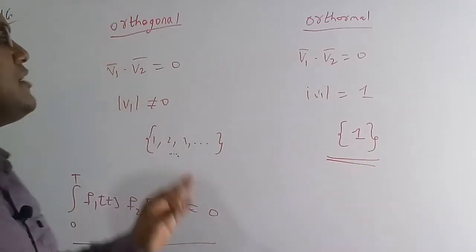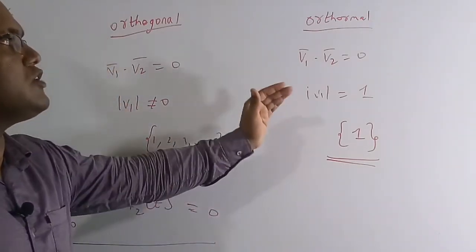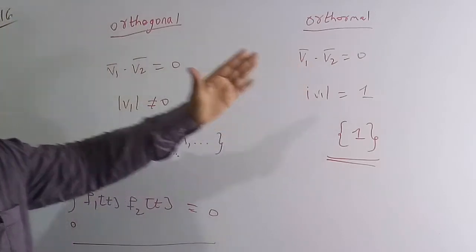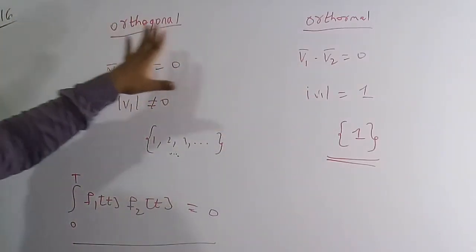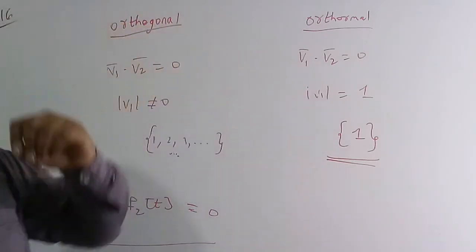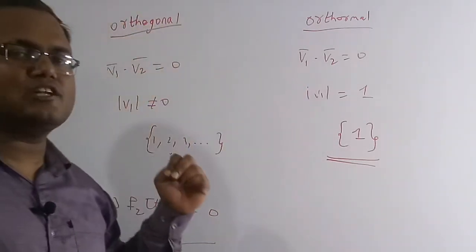So finally what I am trying to say is, all the orthonormal signals or vectors are orthogonal, but all the orthogonal signals are not orthonormal. So therefore the assertion is wrong and the reason is correct. Now we are going to solve the 17th question.